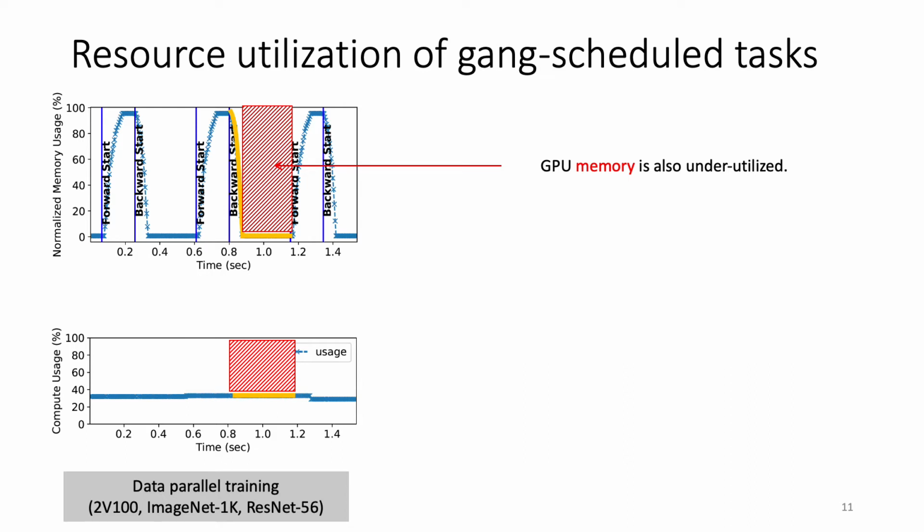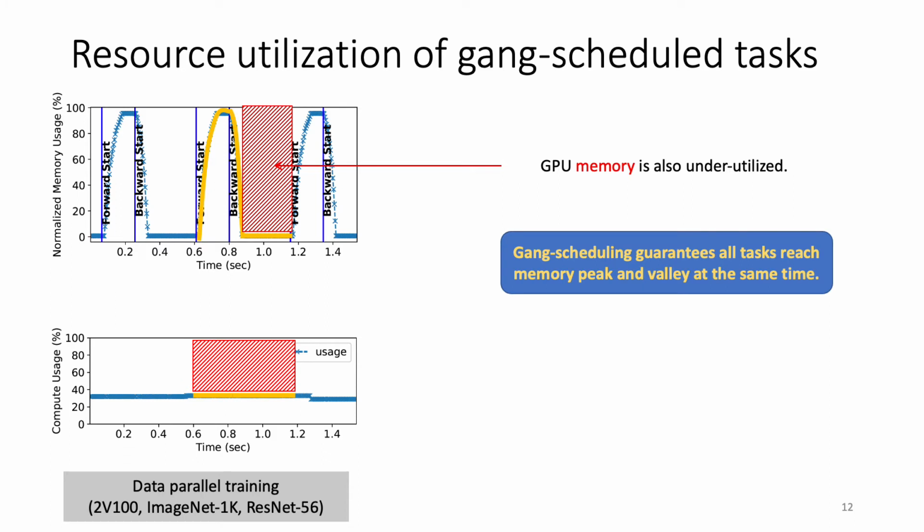During the backward propagation, as the yellow line shown on the upper figure, the memory usage starts decreasing, and there is a memory valley period shown as the red shadow box here from time 0.9 to 1.2 seconds. And during this memory valley period, the GPU memory is also underutilized.